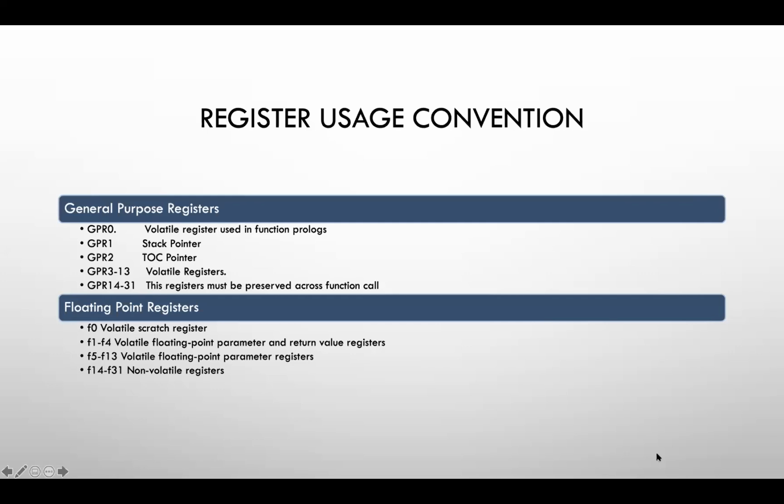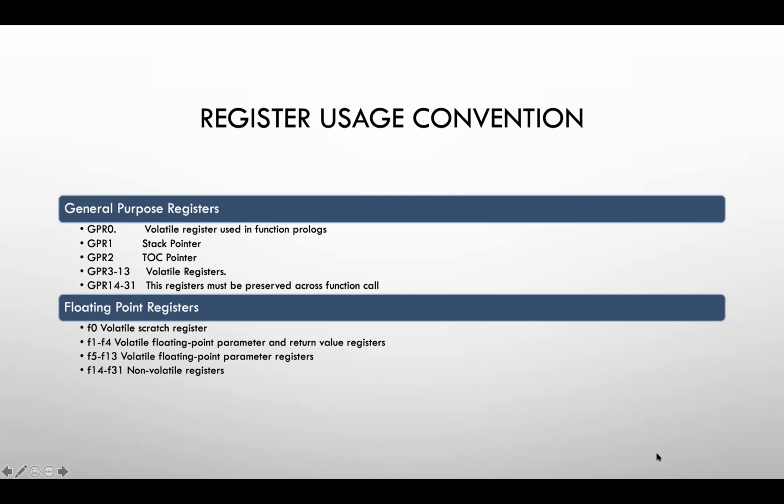As we have seen last time, there are registers called general purpose registers. We have 32 registers, and each of them is 64 bits long. Whenever we write a program, or in C under the covers, the way these registers are used is described here on the chart. The first register is GPR0. This register is a volatile register, and it is used in function prologues.